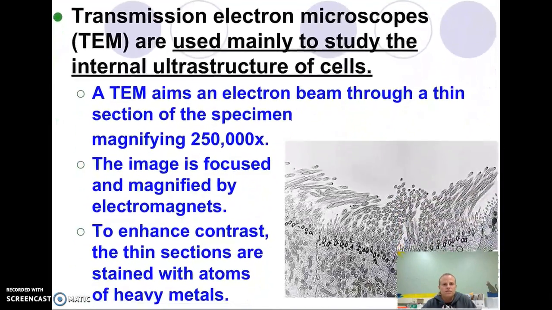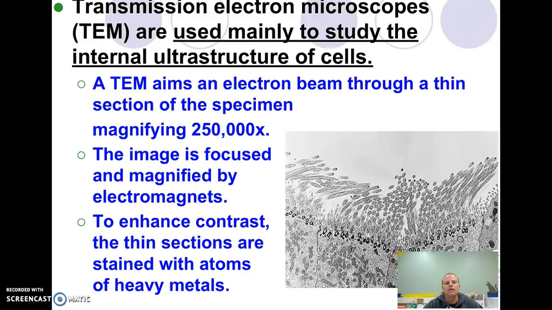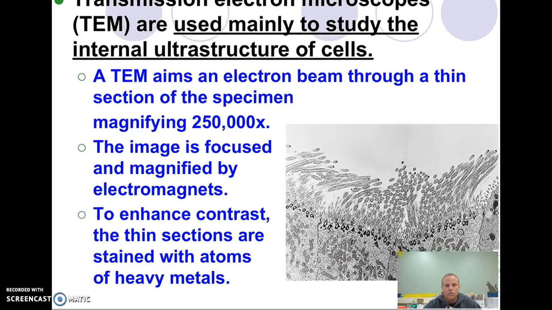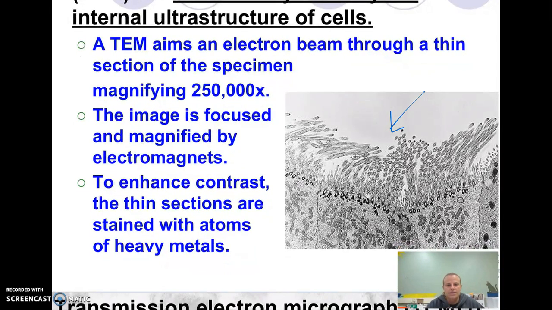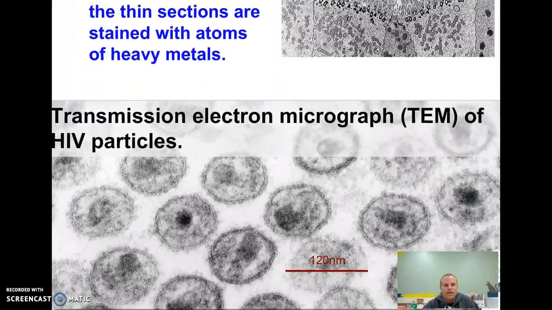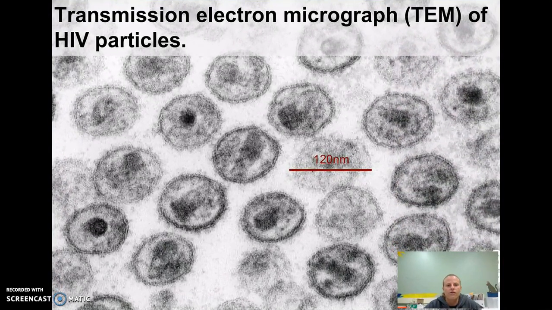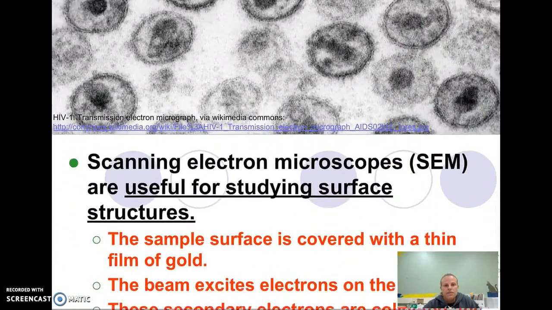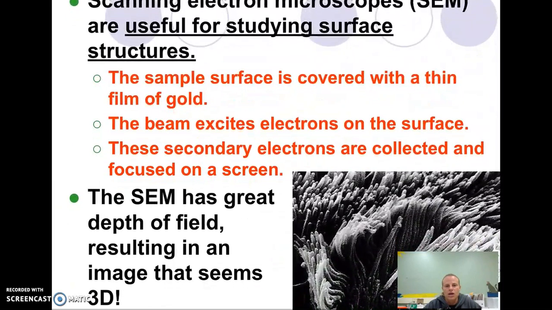So here we go. The transmission electron microscope is used to study the internal ultrastructure of the cells, where in this picture, you're looking at the inside of the small intestine. Here is a transmission electron micrograph of HIV particles, whereas the scanning electron microscopes are going to give us a 3D image. This image here is the same part of the body, the small intestine, that we saw in the transmission electron micrograph, whereas here we're looking at the surface of the structures, and it gives us a 3D image.